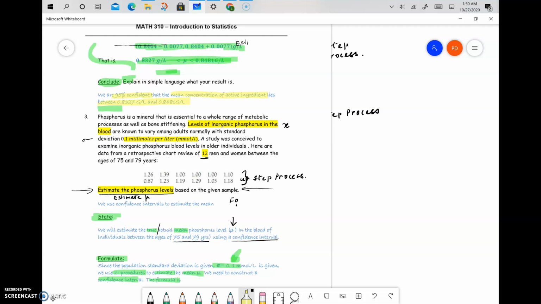So we've seen this sort of conclusion in many of the questions we've done so far. This is exactly how we make the conclusion. We are 95% confident that the mean concentration of the active ingredient is between this number and this number.